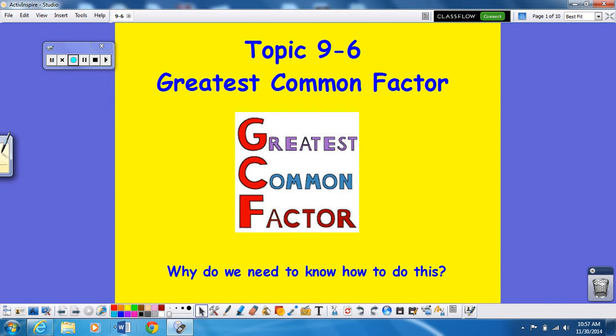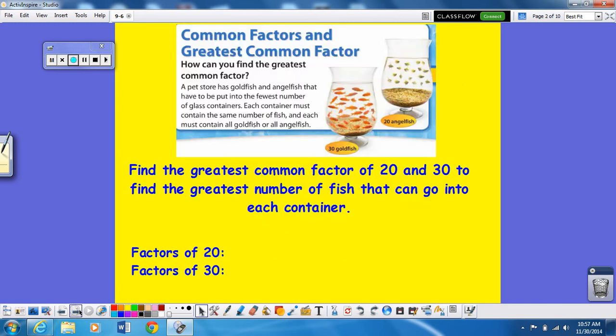And I will tell you that making factor trees, which is what I'm going to show you how to do in this lesson, has been a favorite of students in the past. It's just kind of a neat way to break a number down. So let's move ahead and see.